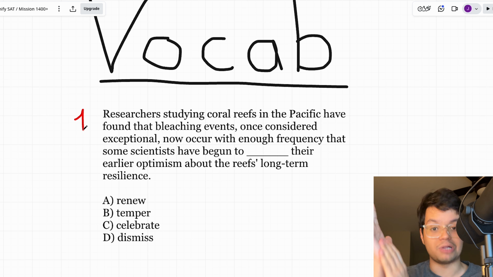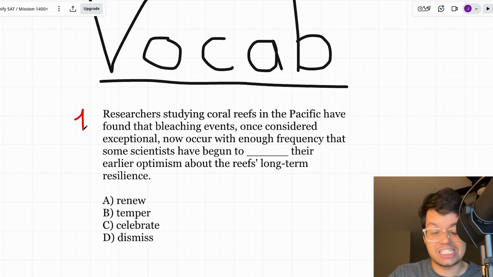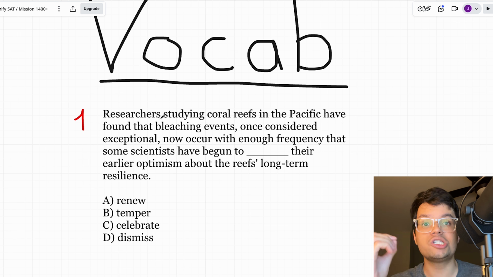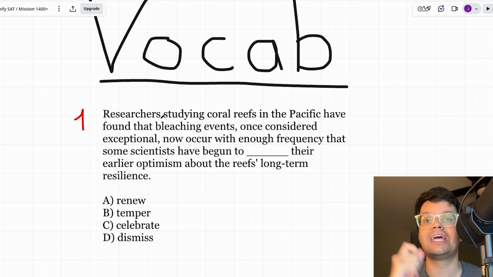Basically, pretend like you're explaining it to somebody who has the same amount of skills, same amount of knowledge, just as smart as you are, and you just want to explain it to that person. By doing this, you end up really understanding each sentence well in your own mind, and it helps you be able to make a really good choice for the answer. So for this one here, we see researchers studying coral reefs in the Pacific have found that bleaching events, once considered exceptional, now occur with enough frequency that some scientists have begun to blank their earlier optimism.